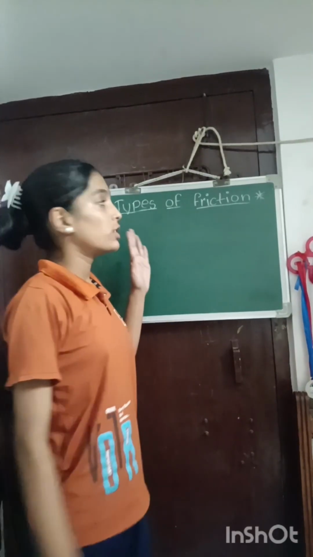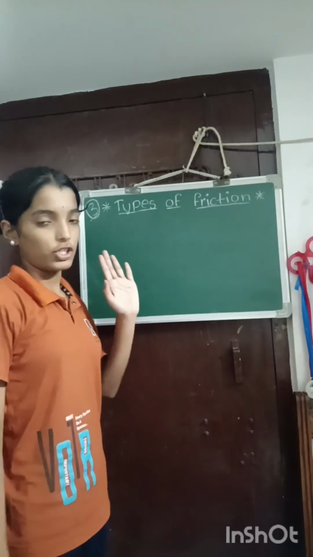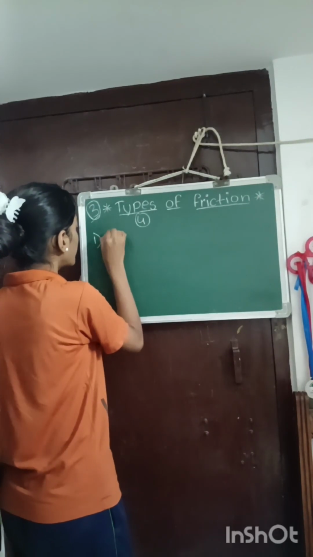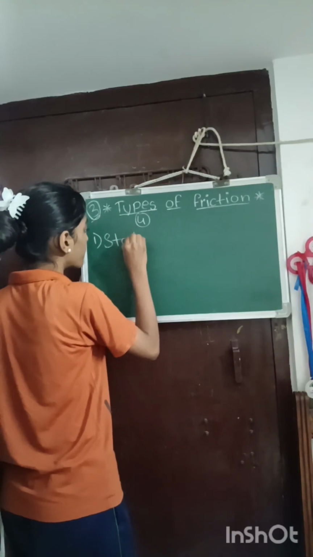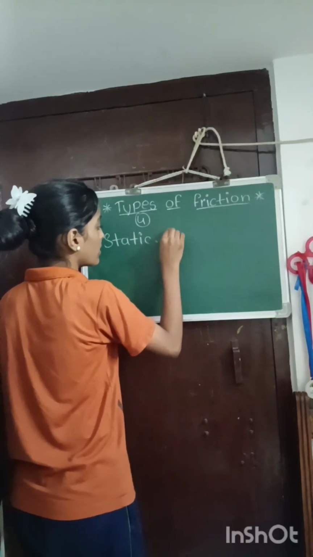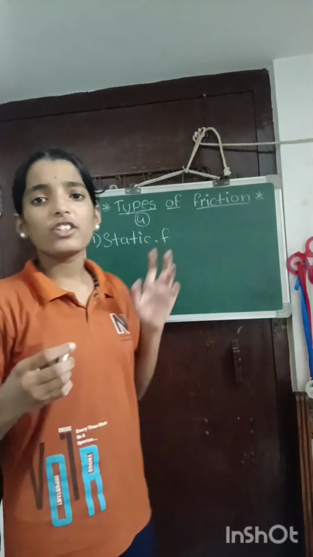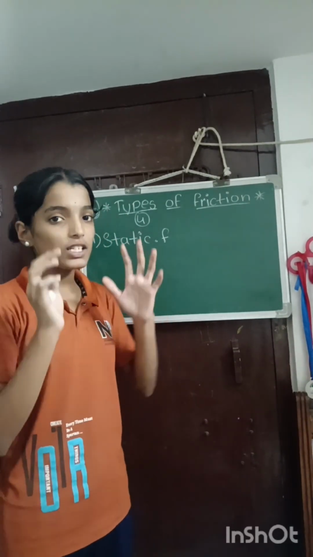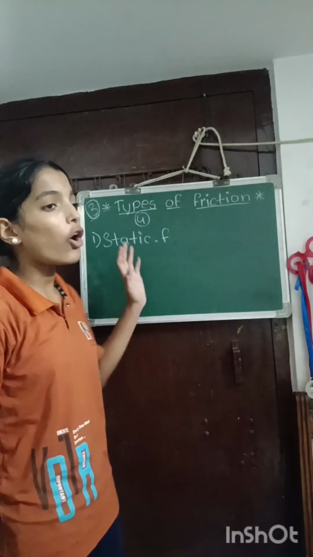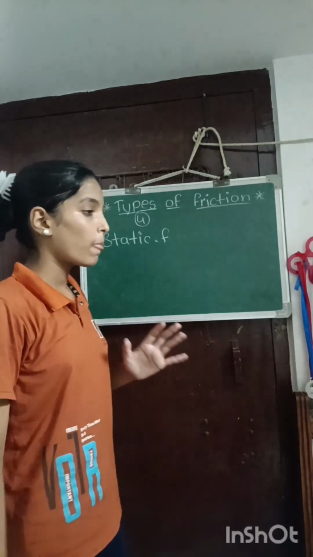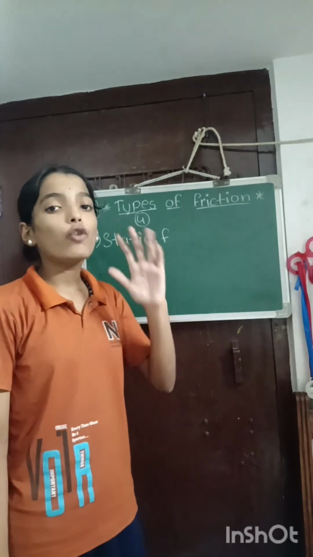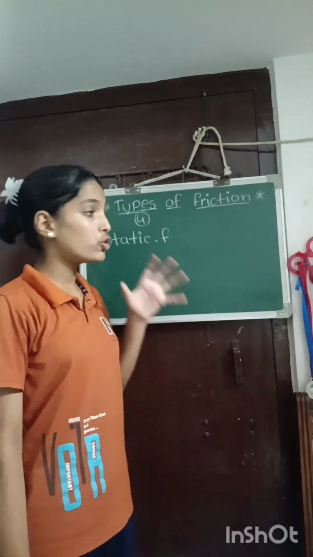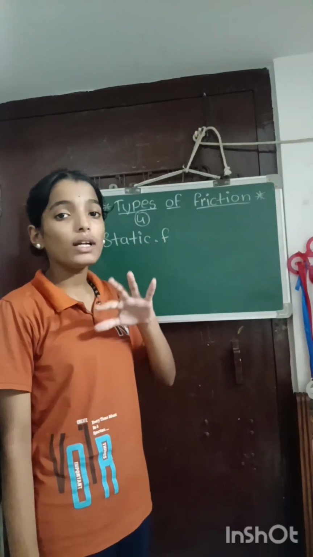So guys, let us learn about the first chapter, third topic, types of friction. There are 4 types of friction. The first one, static friction. Static friction is a type of frictional force which occurs between the objects that are stationary, which prevents the object from slipping or sliding. Take an example. When you walk or run, the static friction prevents your shoe from slipping backward against the ground.